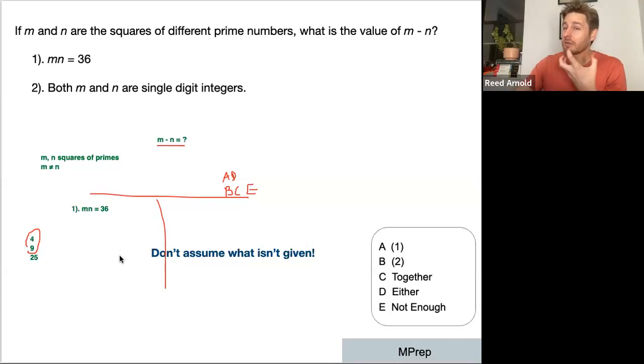And it's important to notice this up front. There is no reason to assume that M is the larger number, that M minus N is in fact positive. I could have 9 minus 4 and the answer is 5, or I could have 4 minus 9 and the answer is minus 5.